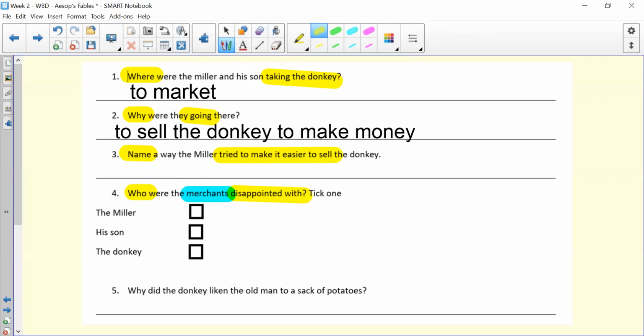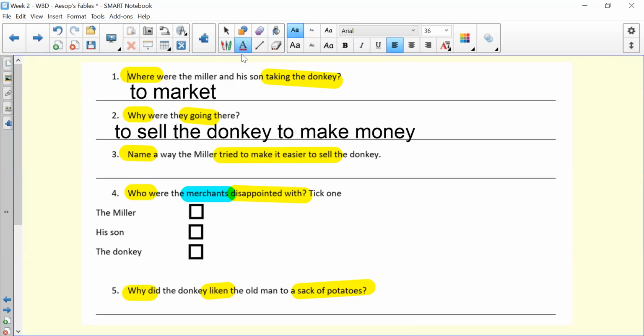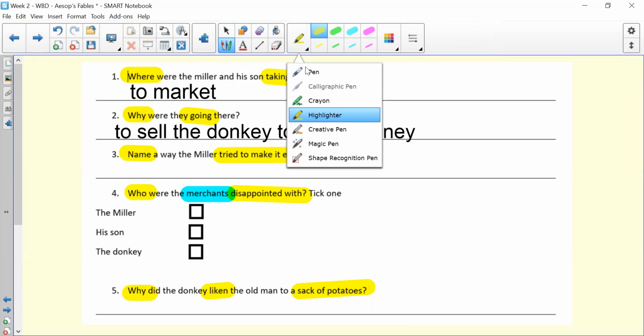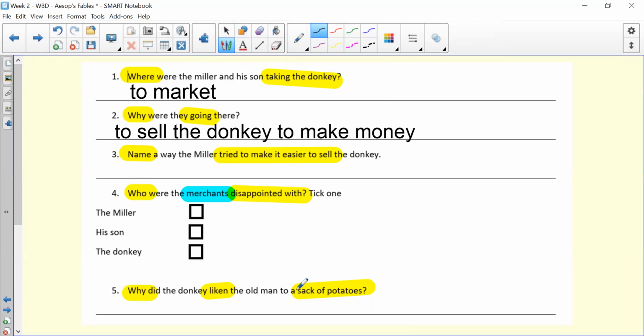Okay, let's look at that next one. Why did the donkey liken the old man to a sack of potatoes? So this bit here is in the text. Okay, I remember reading that, the sack of potatoes. So that's the bit you're going to find, and you're going to read above and below to find the answer. Why did he say that the man was like a sack of potatoes? Okay, so that's a part of your support.